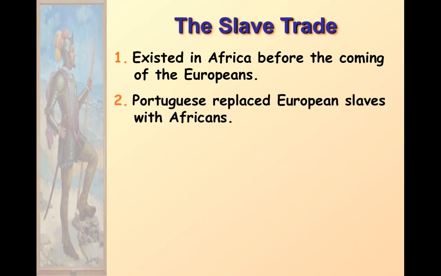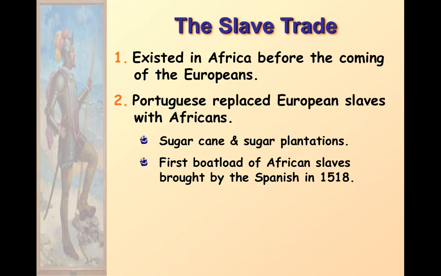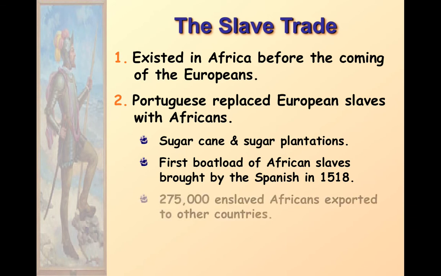The Portuguese actually began to replace European slaves, which they did have at the time, with Africans. It became easier to manipulate them. You had such a diverse disparity of languages, so you could get slaves from different regions, and by the same token, they would not be able to communicate with one another, making them much easier to control. So that was an important concept as well. They were being used for the sugar cane and the sugar plantations. I know this doesn't sound nice, but they were able to handle the hardships better, or at least the perception was that they were able to handle the hardships better. The first boatload of African slaves brought by the Spanish takes place in 1518.